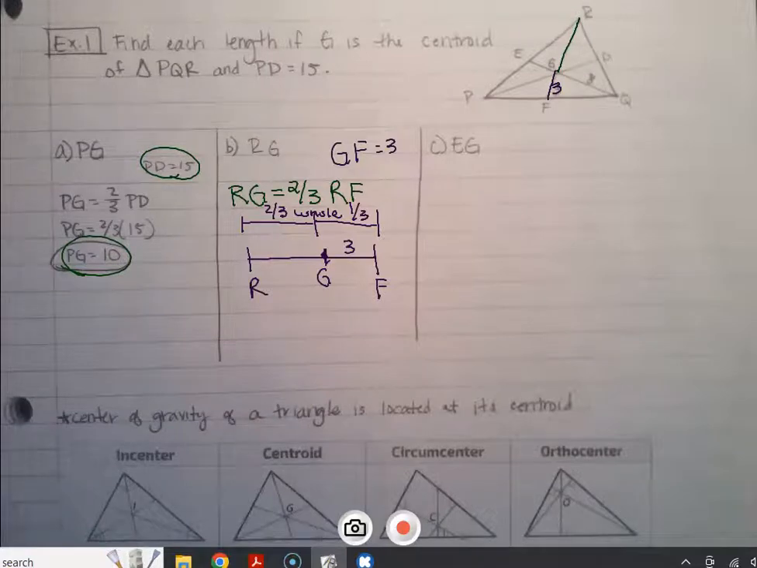So if this is 1/3 of the whole, how are we going to find out this part? You wouldn't have to do anything. So this is equal to 1/3. Let me combine these. So this section is 2/3. So if 1/3 is 3, how big is 2/3? So how long is RG? No, RF. RG is just the 6.